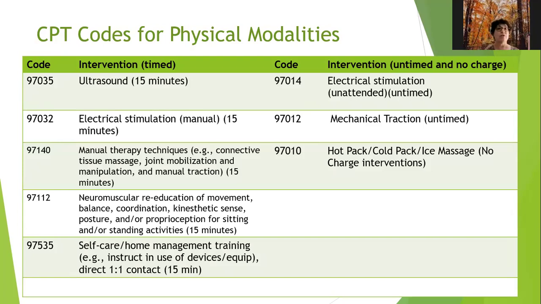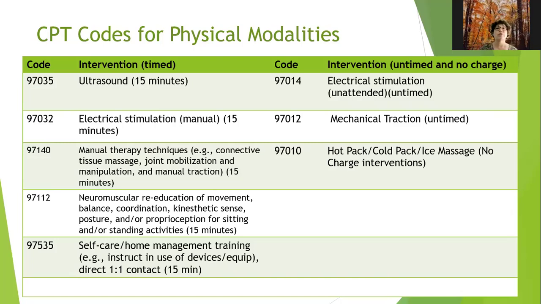If you did it for 30 minutes, it's 2 units. So in the CPT codes, which is published by the American Medical Association, there's a specific section for PT, and here it is. Here's part of it. And timed codes are in 15-minute increments.